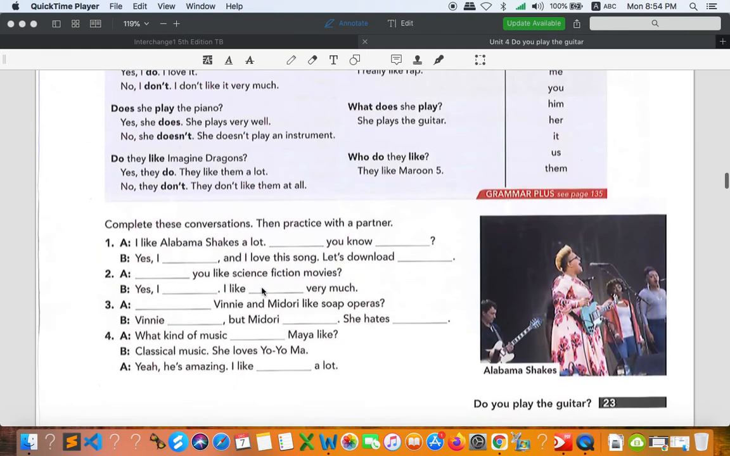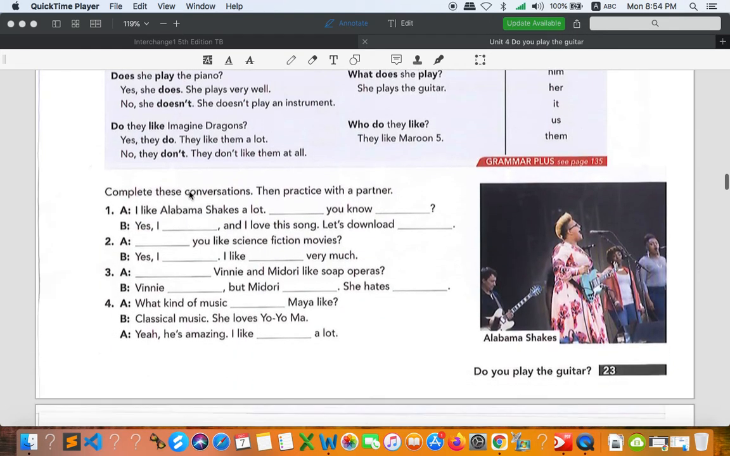So let's go to the question altogether. Complete these conversations, then practice with a partner. Okay, let's try all together. Number one, I like Alabama Shakes a lot. And then this is a question.